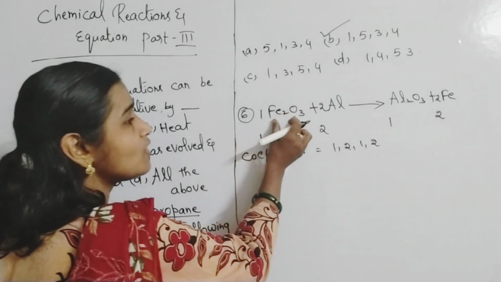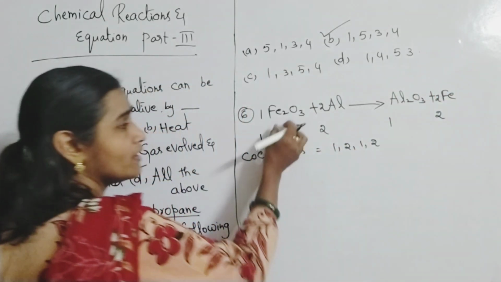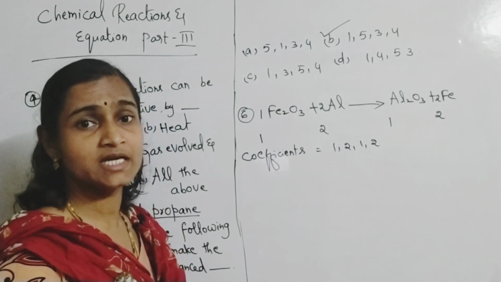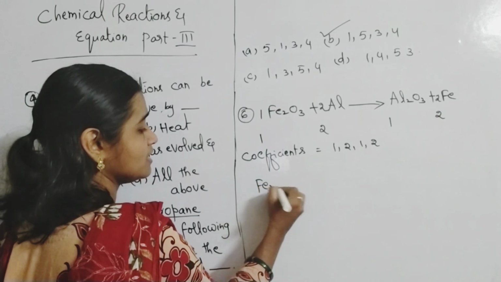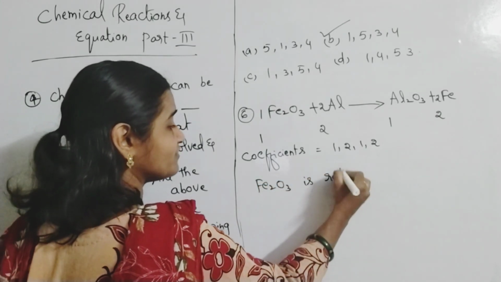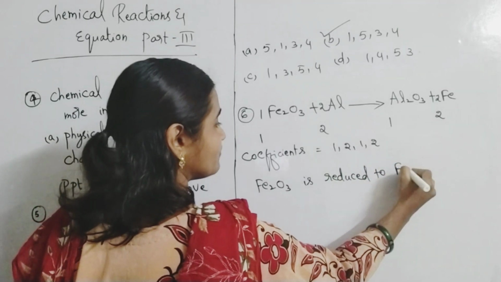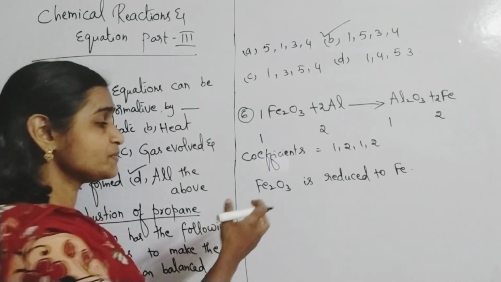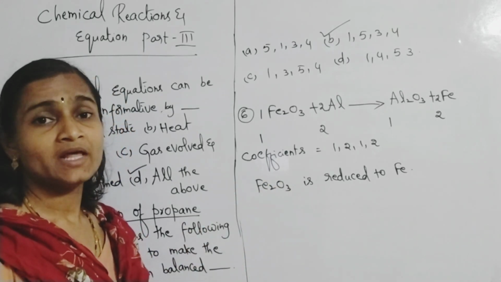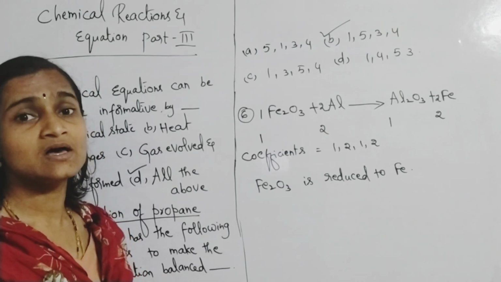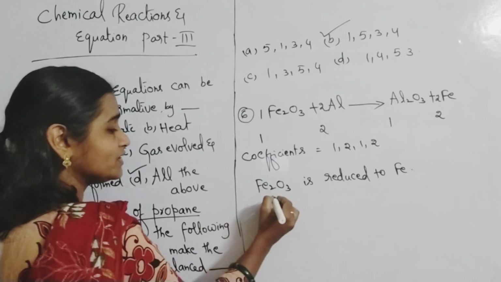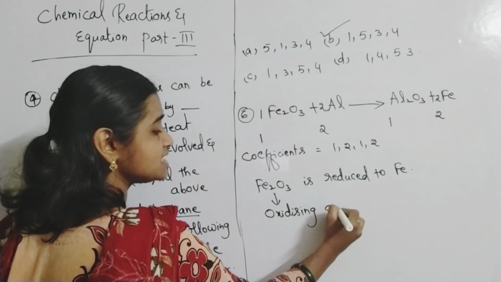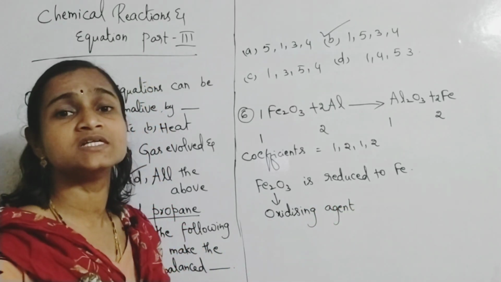Okay, here iron oxide is reduced to iron, molten iron. Please understand the point carefully. Fe2O3 is reduced to Fe. Okay, reduced means what? This particular substance acts as what? A substance which undergoes reduction is called an oxidizing agent. Okay, so Fe2O3 is treated as what? Oxidizing agent.